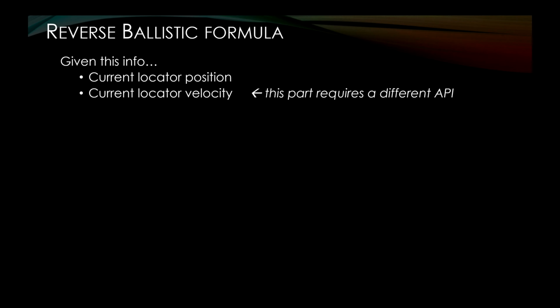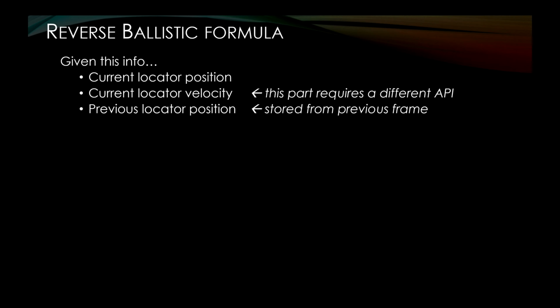You're going to have this info. The current locator position, the current locator velocity, and this is the part that requires the additional API parameter, and then the previous locator position. The way that works is the system will just store that information based on the information that was passed in the previous frame. With that information, you'll go through these steps.